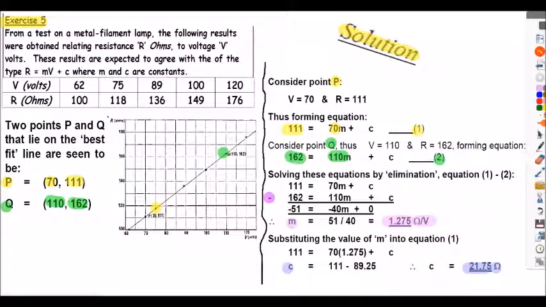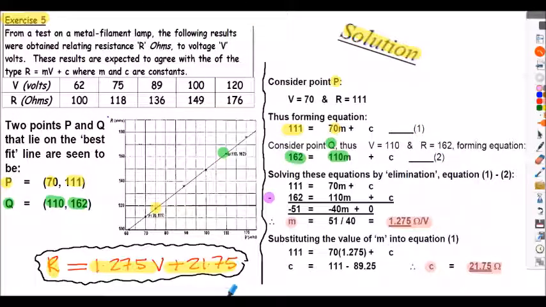Just for reference, some students find it difficult to actually state the unit of the gradient. The unit is simply found by dividing the vertical axis units by the horizontal axis unit. So in this case, the unit of M would be ohms, that's the resistance on the vertical axis, divided by the voltage, that's the volts on the horizontal axis. The units of C, of course, relate to the units of the y-axis, so it's ohms in this case. So now we've determined the values of M and C, we can write them into the equation. And units of R, of course, are ohms.